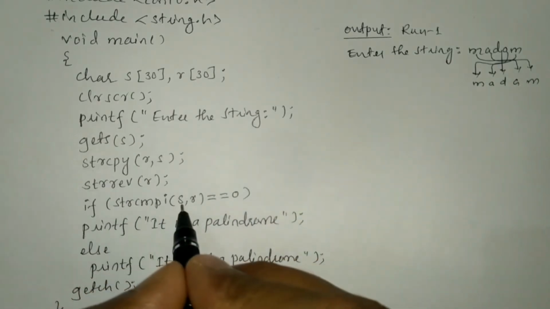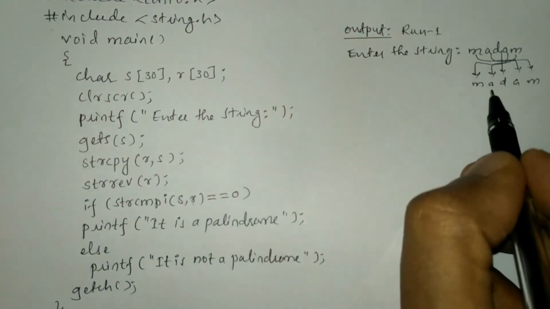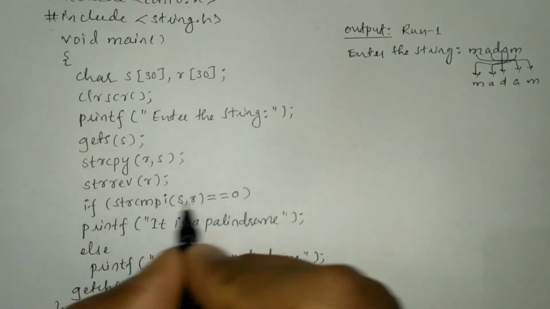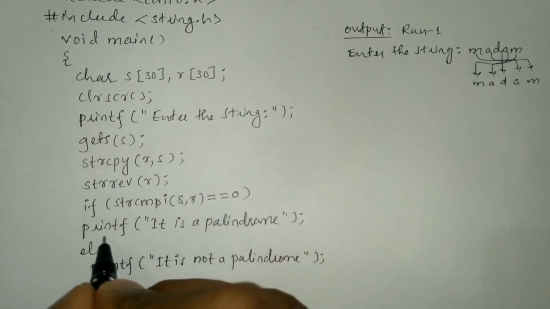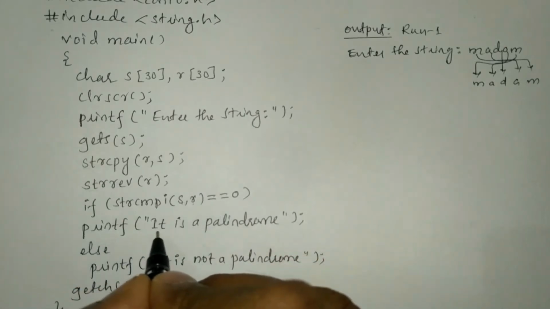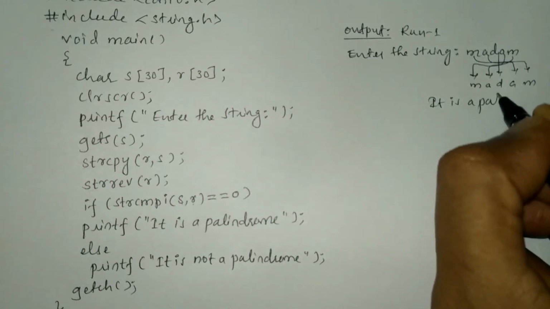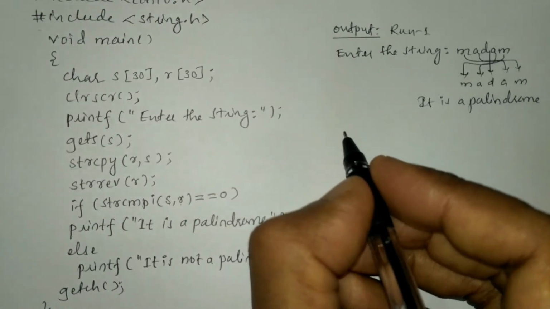Because here you can see s is what? The entered string. r is what? The reversed string. So both of these two are equal. Hence it is going to return value 0. Hence it is true. If it is true, then it is going to print it is a palindrome. So it is going to print it is a palindrome. Now let us take one more run.